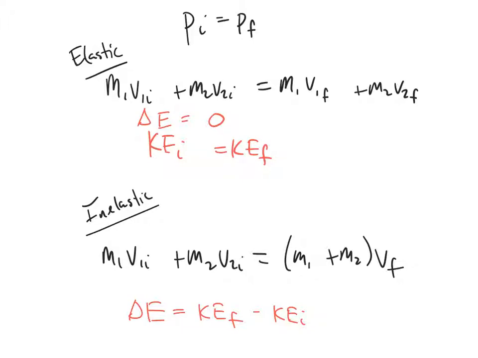So it can be any scenario whatsoever. I want you to be able to just think about what's happening and not memorize what to put in for KEF and KEI. There's no memorization for this. It's always going to be 1/2 mv squared, but it's a question of how many objects are actually moving and how many times you have to do 1/2 mv squared. That's my spiel.